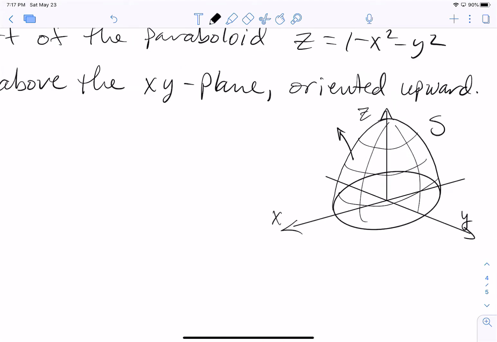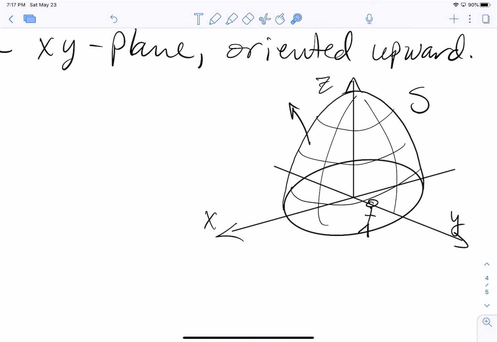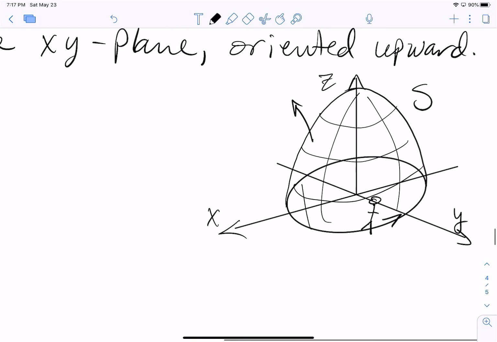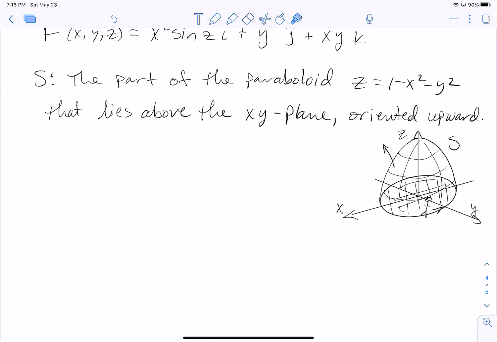And if you were an individual walking along the curve with your head pointing roughly in the same direction as the normal vector, right? So upward oriented means your head is above the xy plane, and you're walking around the curve, then the region D that we've talked about before that's enclosed by the curve will be to your left. So the upward or downward orientation induces an orientation for C.